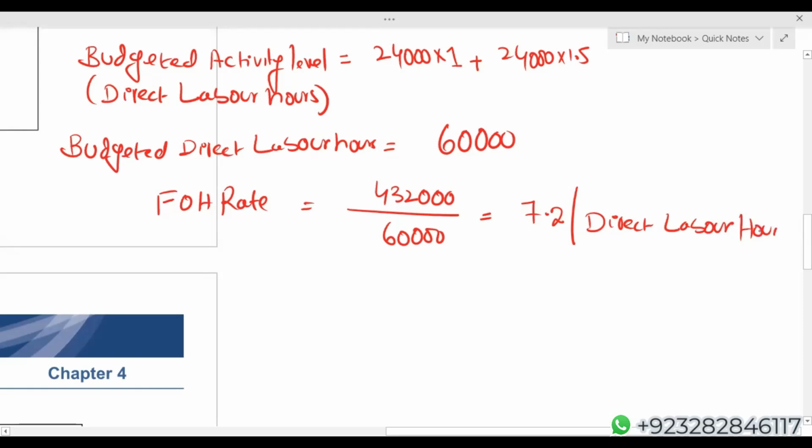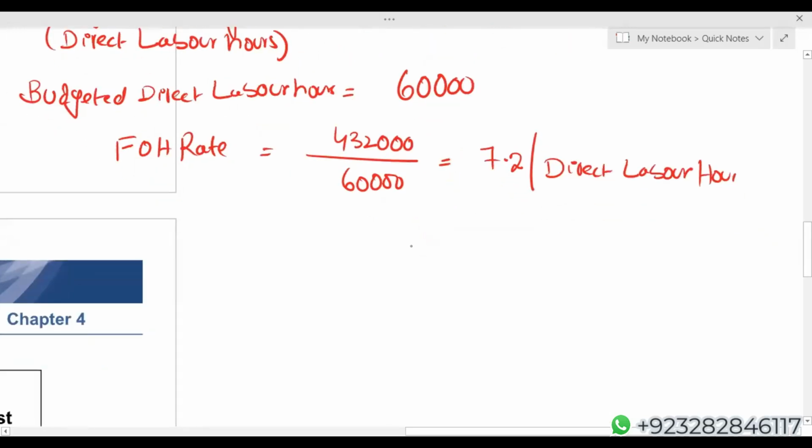Now under absorption costing, we need to calculate the full production cost per unit of plus and the full production cost of 1 unit of double plus. So let's calculate: plus, and another is double plus. And don't forget, right now we are solving part A of the question.